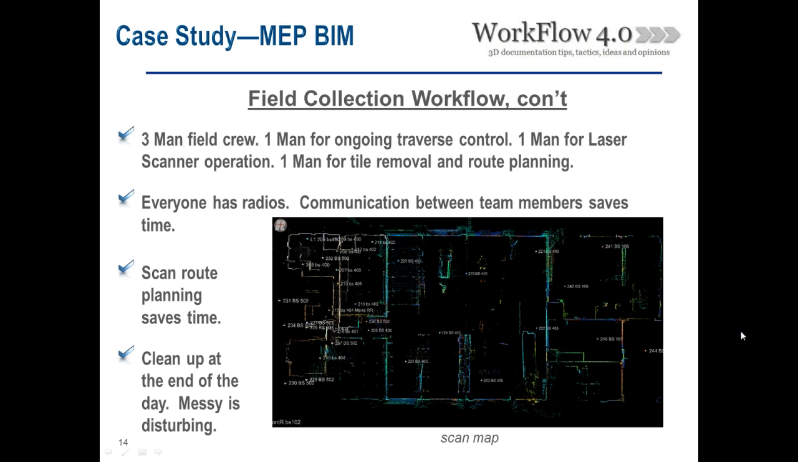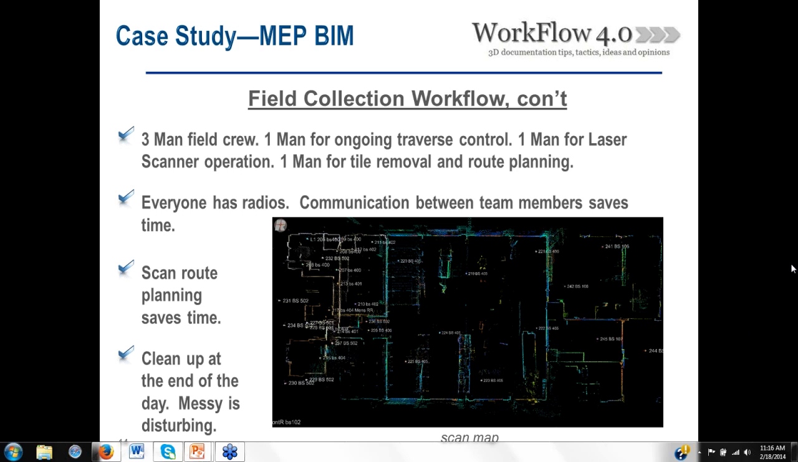As far as the operations and getting the project done, we elected to have 3 people on site. 1 man for operating the traverse control and doing the planning that way. 1 man to keep the laser scanner moving at all times. And then another man to go and do an assessment of what was happening with the plenum spaces, whether we needed to remove tiles, identify routes, locations where the routes were changing, and make sure we had those tiles off so that we could document some of the areas that had those vertical restrictions on it.